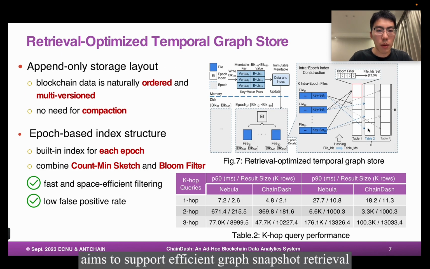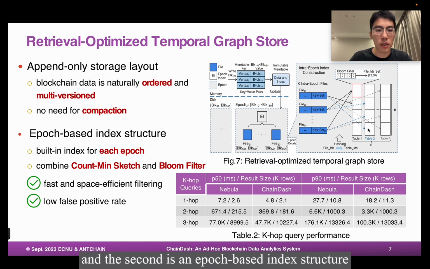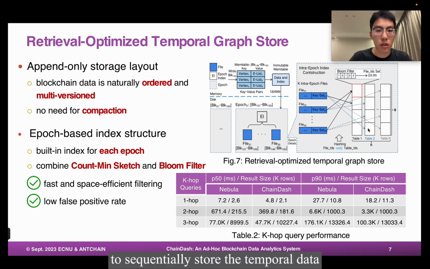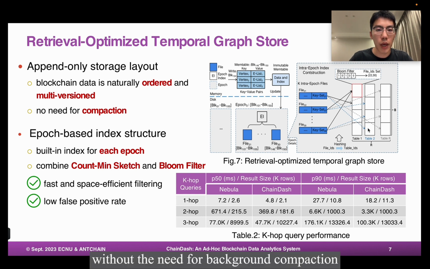The graph store aims to support efficient graph snapshot retrieval. It comprises two techniques. The first is an append-only storage layout, and the second is an epoch-based index structure. Regarding the former, as blockchain-specific records include the block height as a version prefix, they are naturally ordered and multi-versioned. Therefore, ChainDash uses an append-only storage layout to sequentially store the temporal data, without the need for background compaction to merge redundant records and reorder.